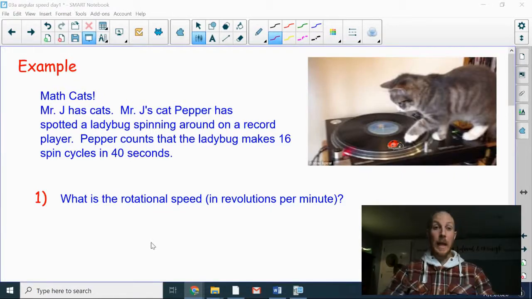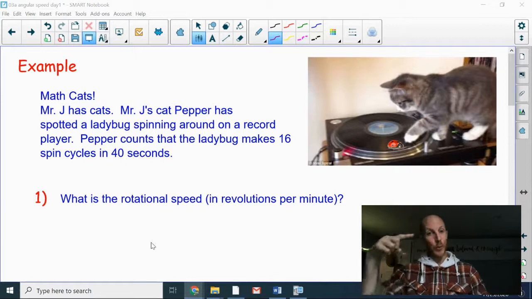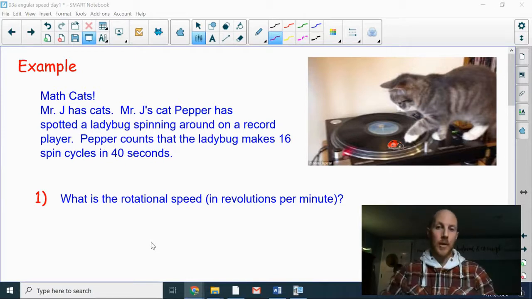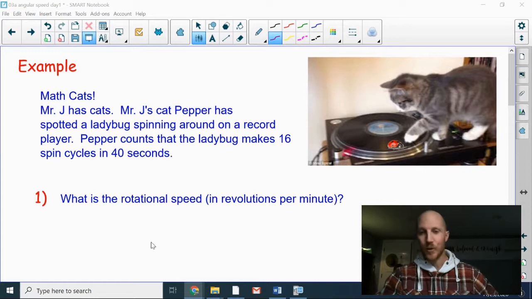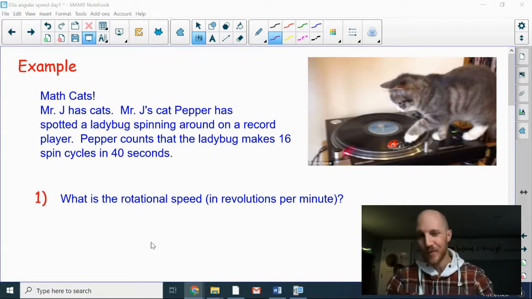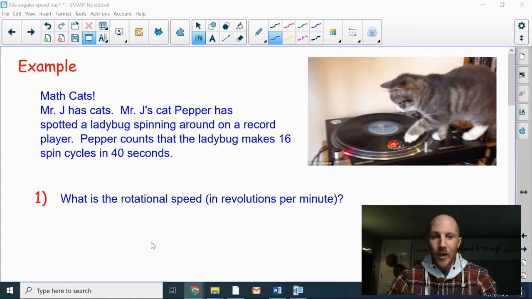Hey, so Math Cats. Normally, Math Cat is sitting right over there. But this morning, Math Cat found a ladybug on a record player. So I have two cats, Pepper, pictured here, and his brother Salt. Salt's probably going to show up in a later problem. So Mr. J's cat, Pepper, spotted a ladybug spinning on a record player. You can see it right there, larger than life.